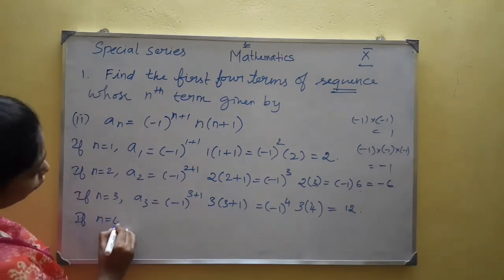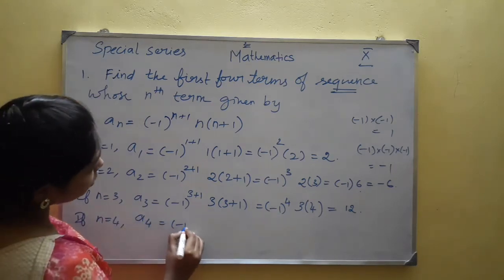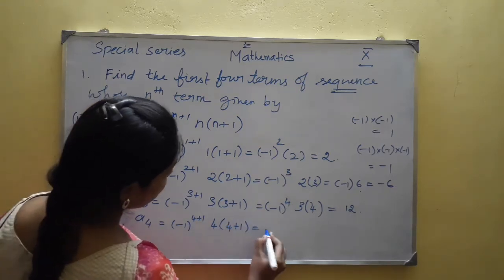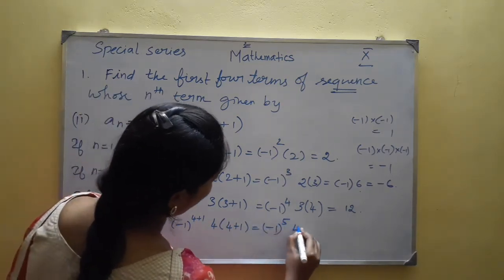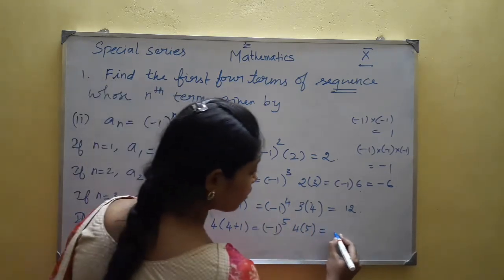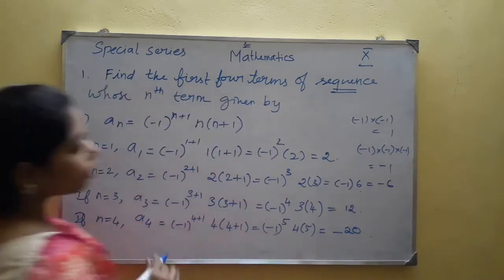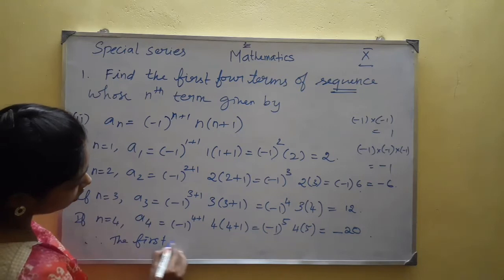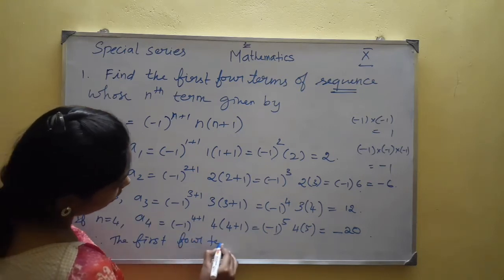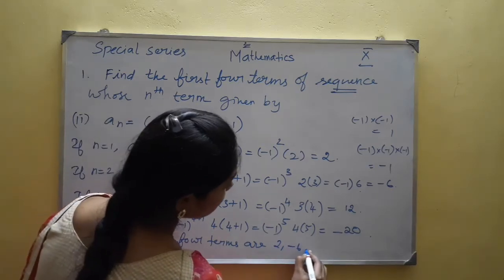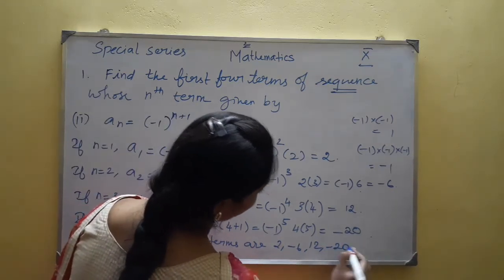If n is equal to 4, a4 is minus 1 power 4 plus 1, 4 into 4 plus 1. So this is minus 1 power 5, 4 into 5. So minus 1 power, this is odd power, so you will get the negative sign, 4 5s are 20. So to conclude your answer, the first 4 terms are 2, minus 6, 12, minus 20.